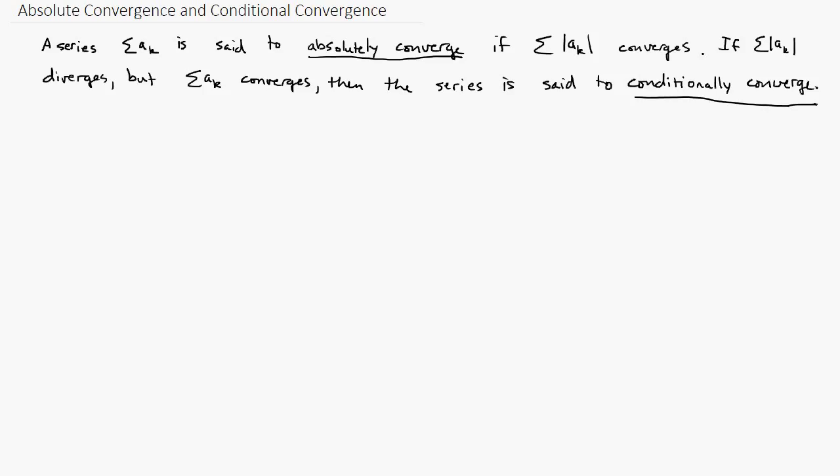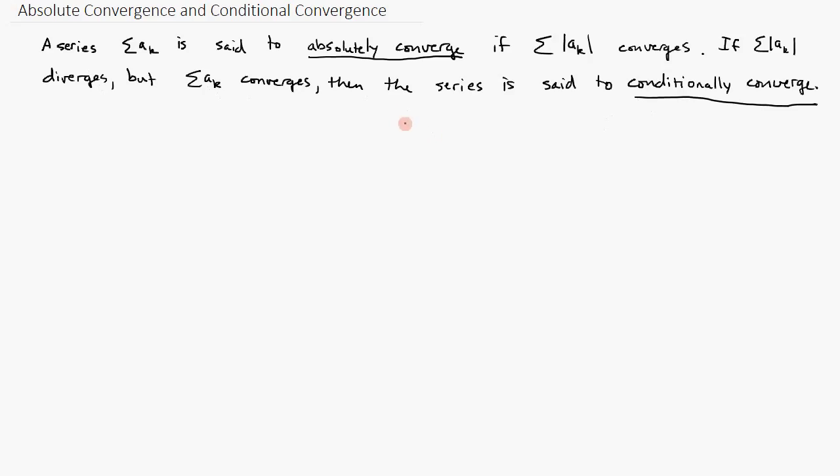This video is a quick note on absolute convergence and conditional convergence of series. Okay, so the definition is as follows. A series, sum a_k, is said to absolutely converge if you take the absolute value of the individual terms and then sum them up into a series, and this new series converges. So that's absolute convergence. However, if the sum of the absolute values diverges, but the original series converges, then the series is said to be conditionally convergent.